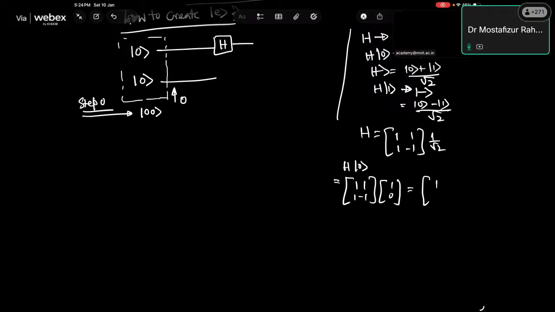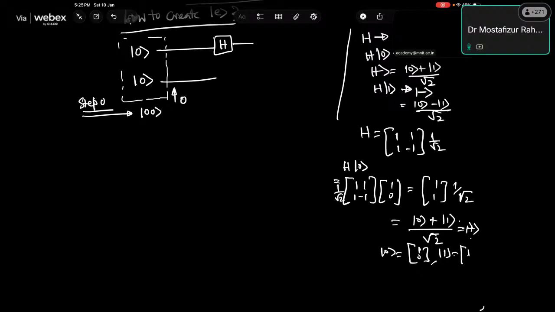So that means the 1, 1, 1, minus 1 matrix times the vector 1, 0, right? And you'll be getting the state 1, 1, right? Which is actually ket 0 plus ket 1, right? So if you put the normalization factor 1 by square root 2, this is called the plus state. Right, just simply a matrix product, because 0 is basically the state 1, 0, and 1 is the state 0, 1, right? So if you add them, you will be getting the 1, 1 state, which is the superposition state, right?